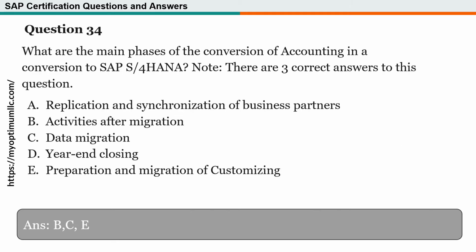Question 34. What are the main phases of the conversion of accounting in a conversion to SAP S/4HANA? Note, there are 3 correct answers to this question. A. Replication and synchronization of business partners. B. Activities after migration. C. Data migration. D. Year-end closing. E. Preparation and migration of customizing.